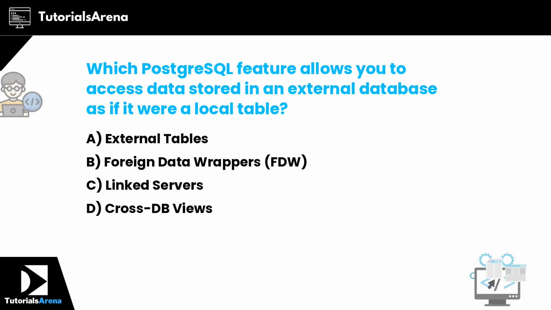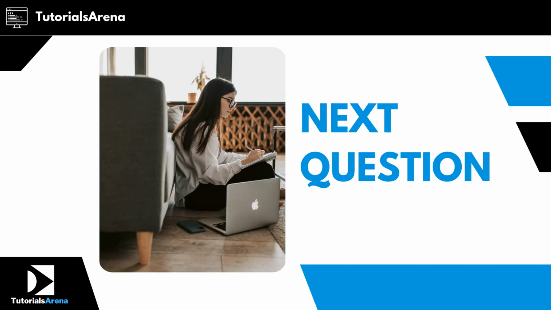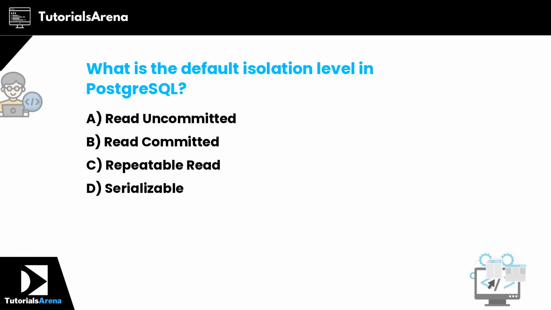Which PostgreSQL feature allows you to access data stored in an external database as if it were a local table? The correct answer is option B, Foreign Data Wrappers, FDW. What is the default isolation level in PostgreSQL? The correct answer is option B, read committed.